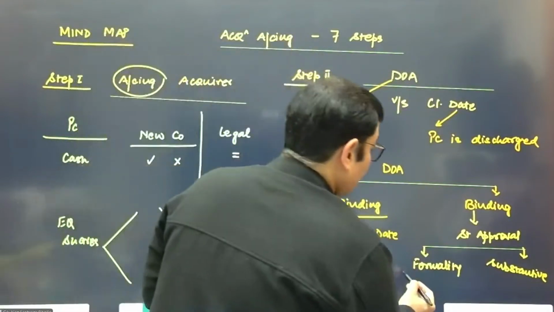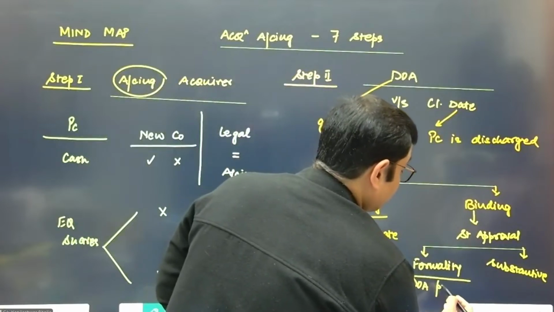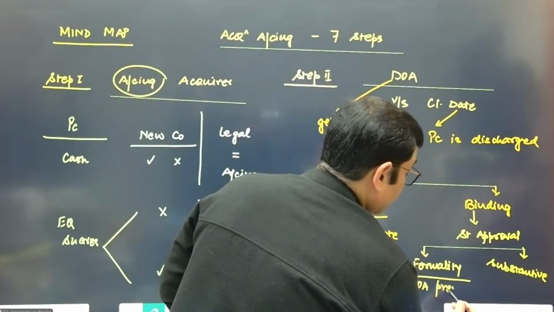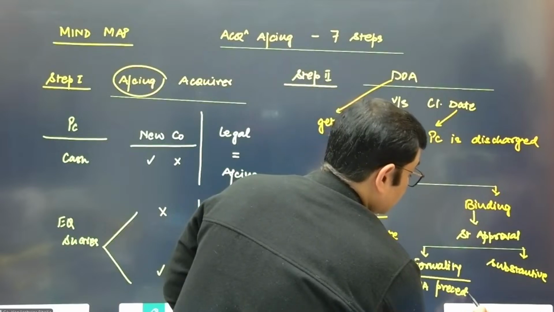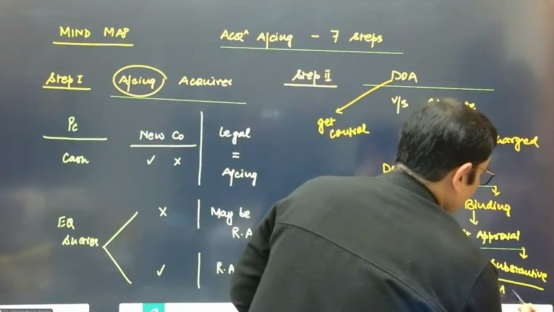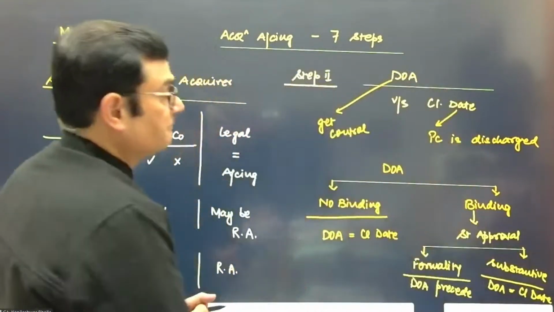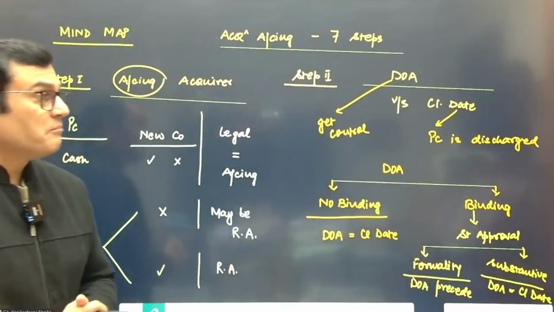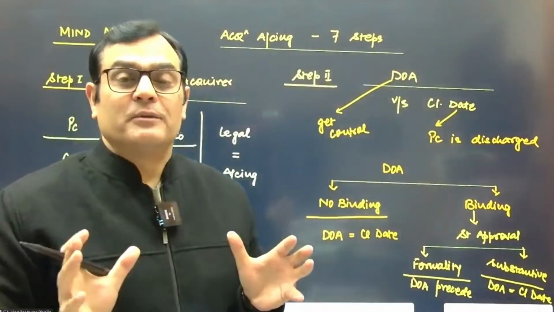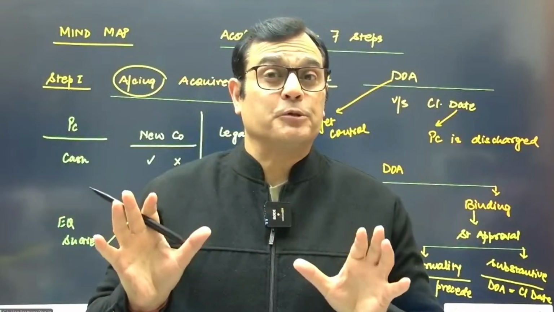Well, if it is a mere formality, then you can say the date of acquisition can precede. The date of acquisition can precede, in this case, the closing date. But in the substantive case, the date of acquisition would always be equal to the closing date itself. It cannot precede. So this is what your mind should immediately tell you when you're looking at a particular step. That was step 1 as well as step 2.